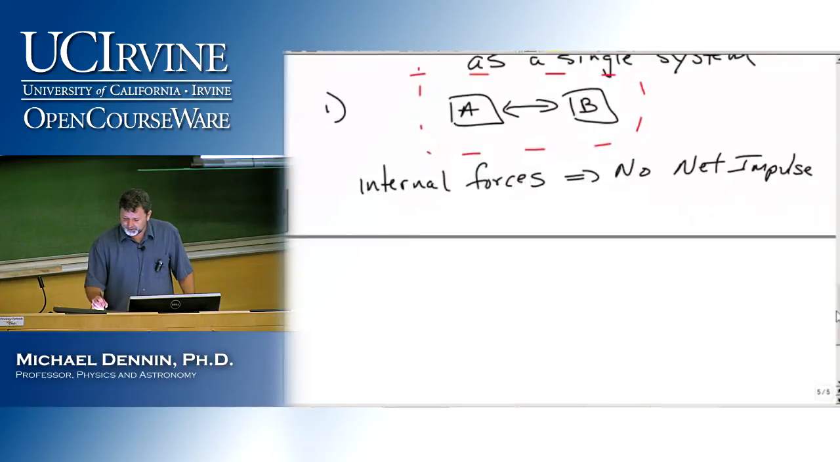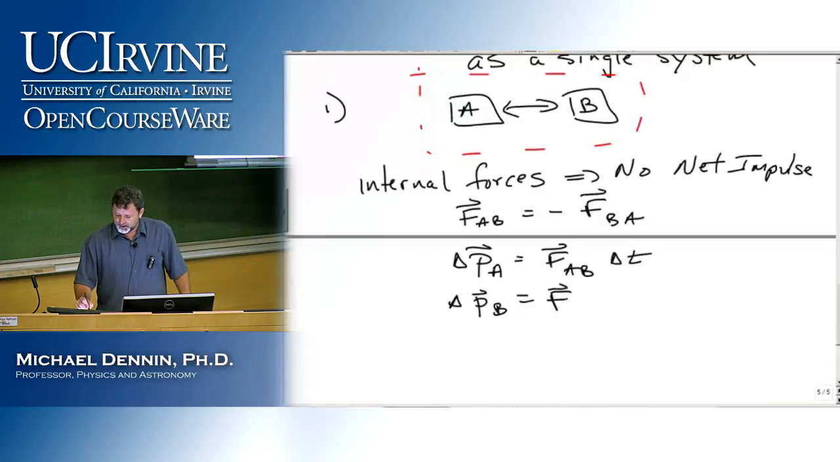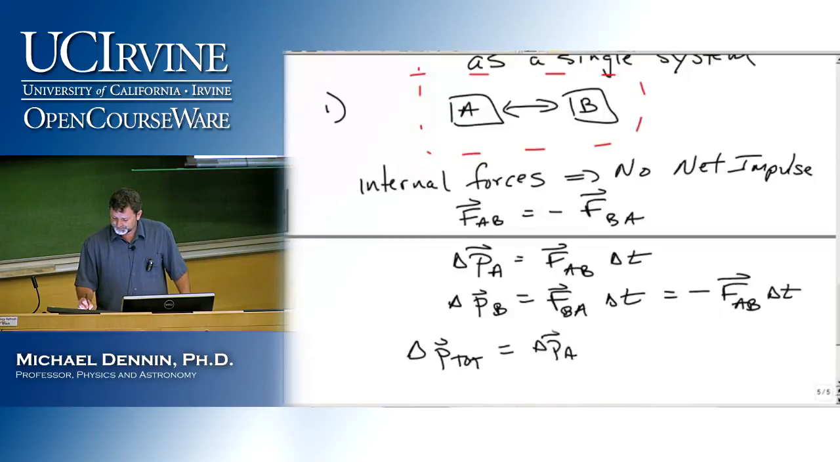And we can see that pretty easily because the force on A from B is the negative of the force on B from A. So the change in momentum of A during this interaction is the force on it times delta t. The change in momentum of B during this interaction is the force on B during this time. But this just equals minus the force on A during this time. And so the total change in momentum, when I add the two up, is 0.